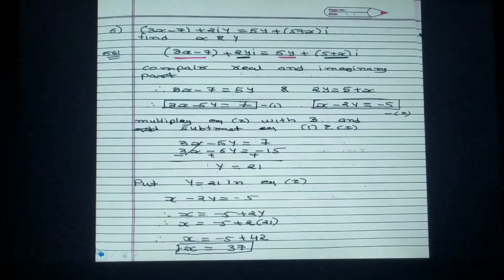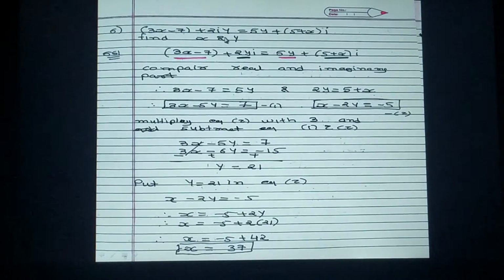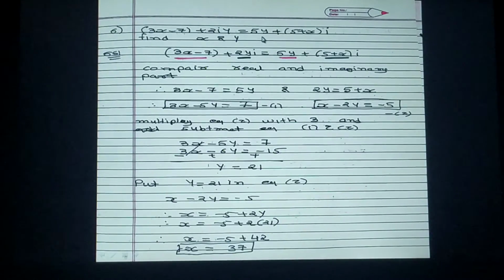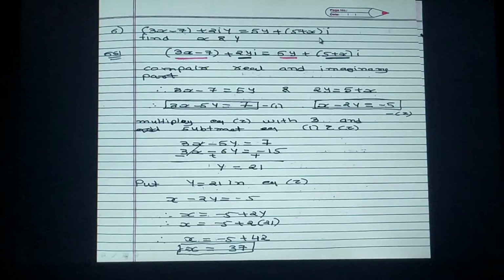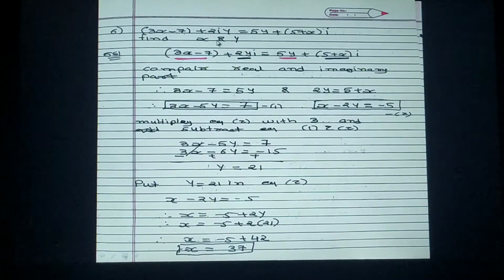Next, (3x − 7) + 2iy = (5y + 5) + xi. Find x and y.